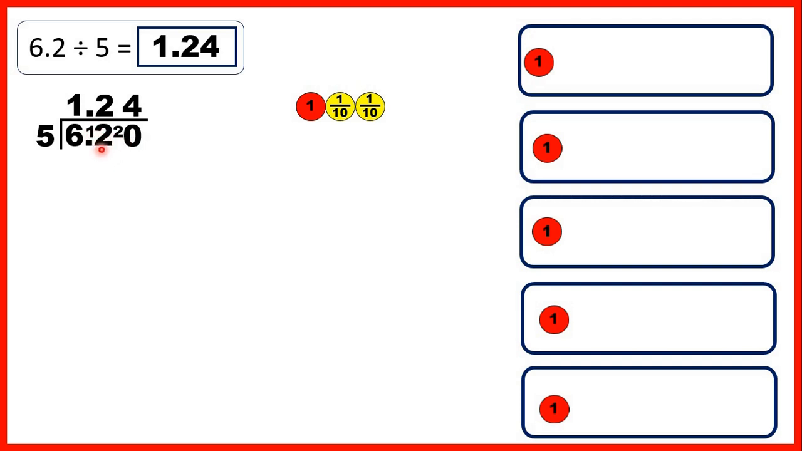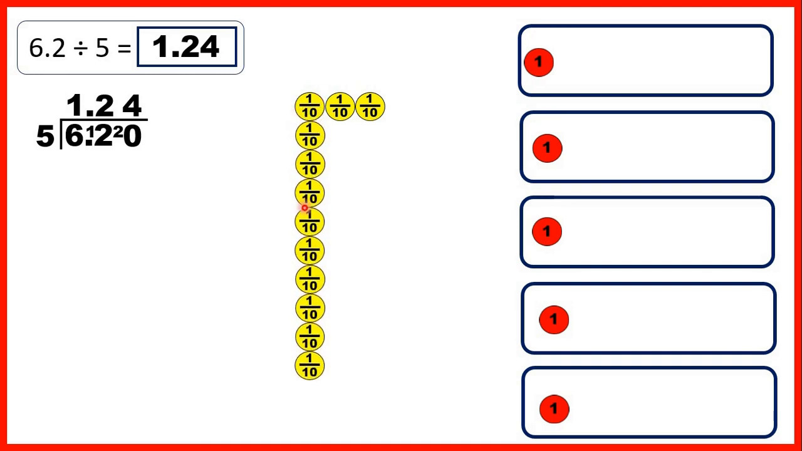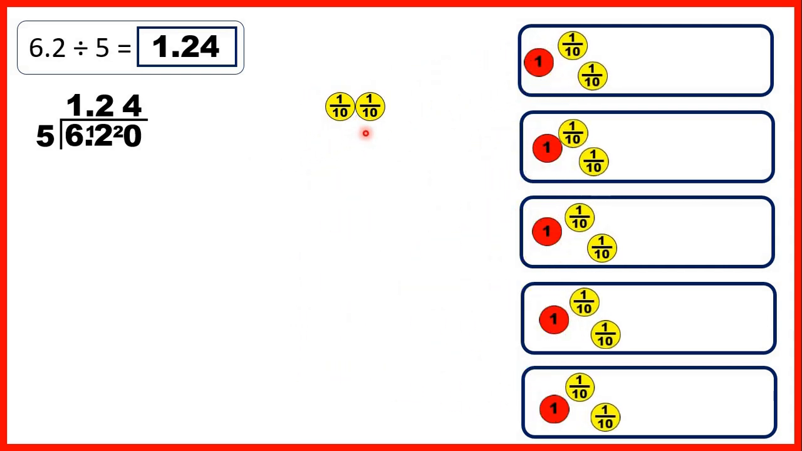We could write that in front of the tenths digit, because 1 whole is the same as 10 tenths, so that gives us 12 tenths. But when we divide the 12 tenths, we can have 2 in each group, so that's why 2 is the tenths digit of our answer. But then we have a remainder 2.